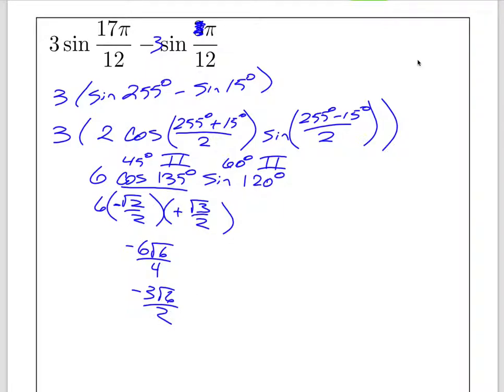Negative 3 square root of 6 over 2. And what is it that equals negative 3 square root of 6 over 2? That's what we started with up there at the top. Very good.